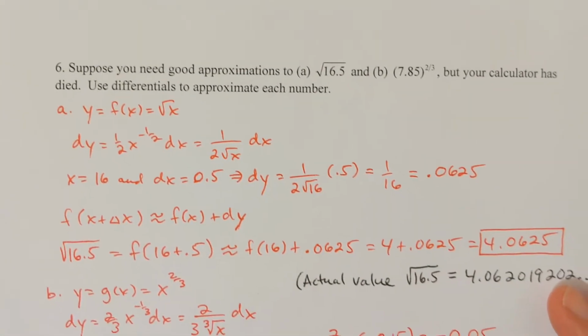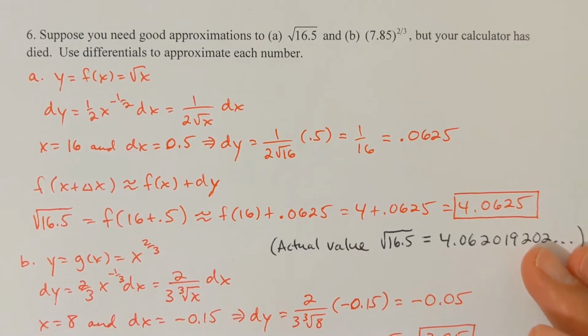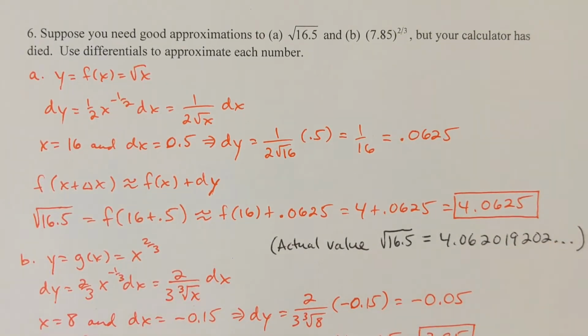Let's take a look at problem 6 next. Suppose that you need good approximations to these two numbers: how about the square root of 16.5, and then part B, 7.85 to the 2/3 power, but your calculator has died. Use differentials to approximate each number.